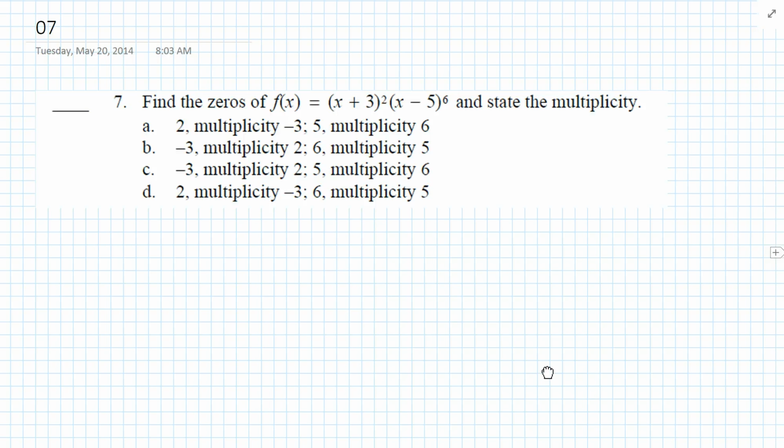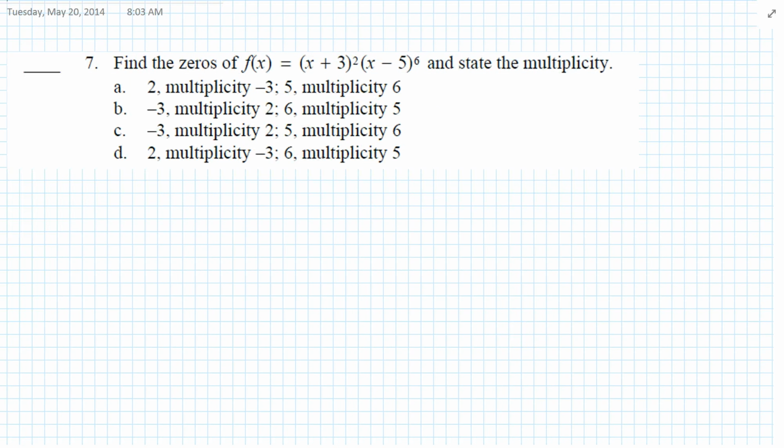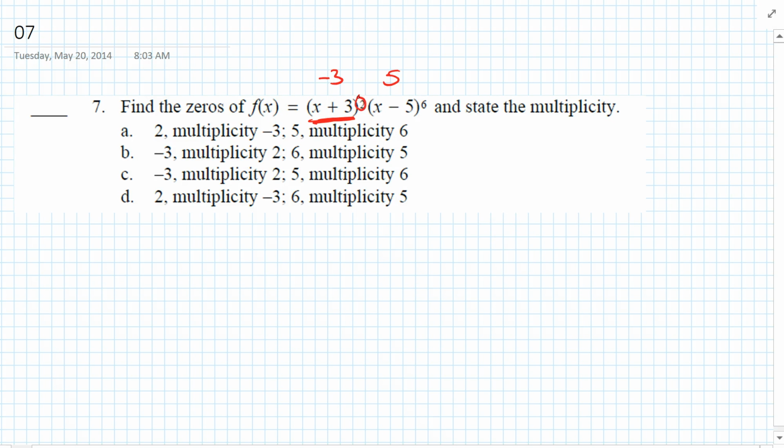Number 7. Find the zeros and state the multiplicity. Well, what would make x plus 3 equal 0? Remember, negative back over front, so that'd be negative 3. That would be 5. So negative 3 and 5 are my zeros. But how many? How many negative 3's do I have? Well, it's squared, so I would have 2. How many 5's would I have? Well, it's to the 6th power, so I'd have 6. So I'm looking for negative 3 with the multiplicity of 2 and 5 with the multiplicity of 6. Answer C.